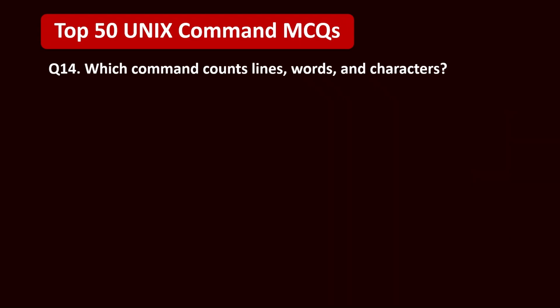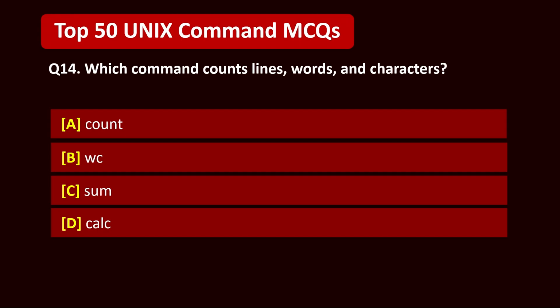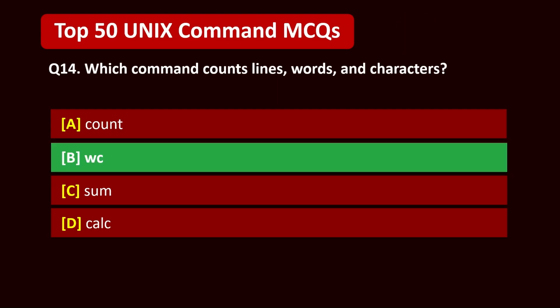Question 14. Which command counts lines, words, and characters? A. count, B. wc, C. sum, D. calc. 5, 4, 3, 2, 1. Correct answer is B. wc.